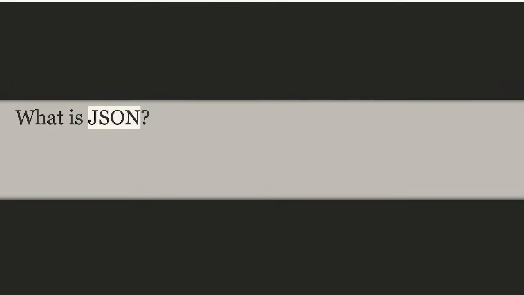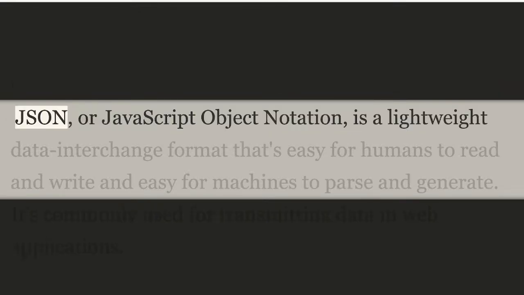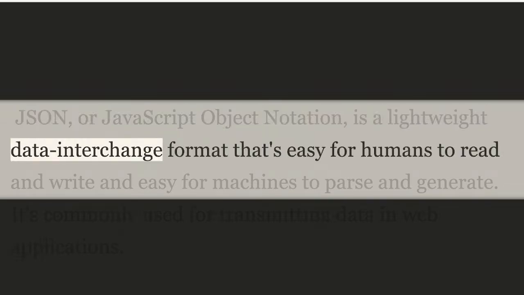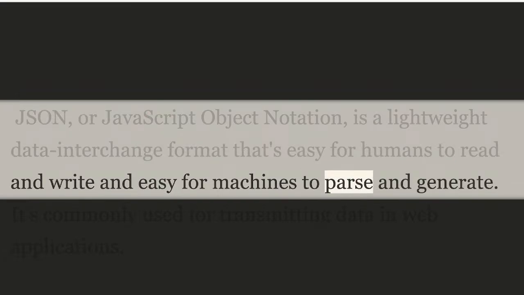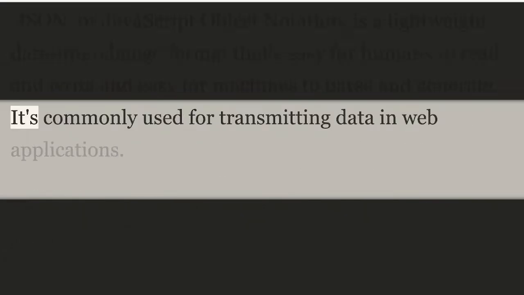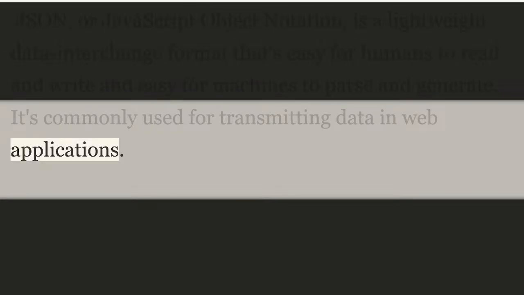What is JSON? JSON, or JavaScript Object Notation, is a lightweight data interchange format that's easy for humans to read and write and easy for machines to parse and generate. It's commonly used for transmitting data in web applications.